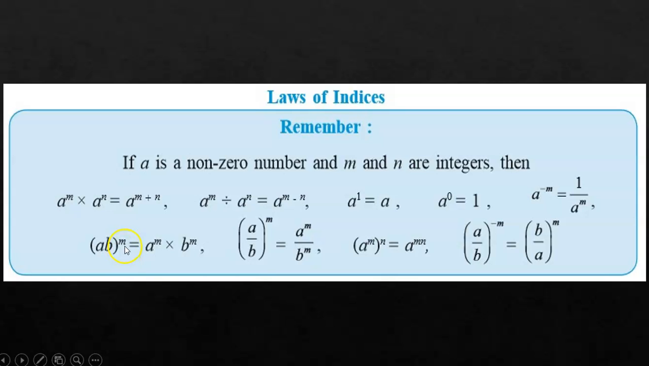AB raised to m means a raised to m multiplied by b raised to m. A upon b the whole raised to m means a raised to m upon b raised to m. And a raised to m raised to n is a raised to m multiplied by n. A upon b the whole raised to minus m is b upon a the whole raised to m.